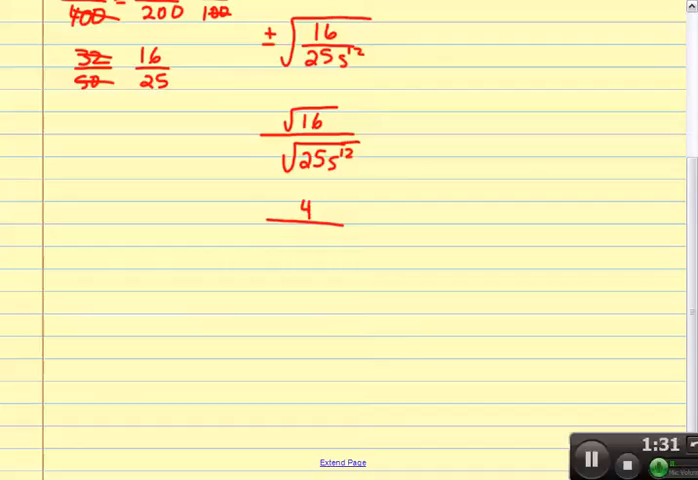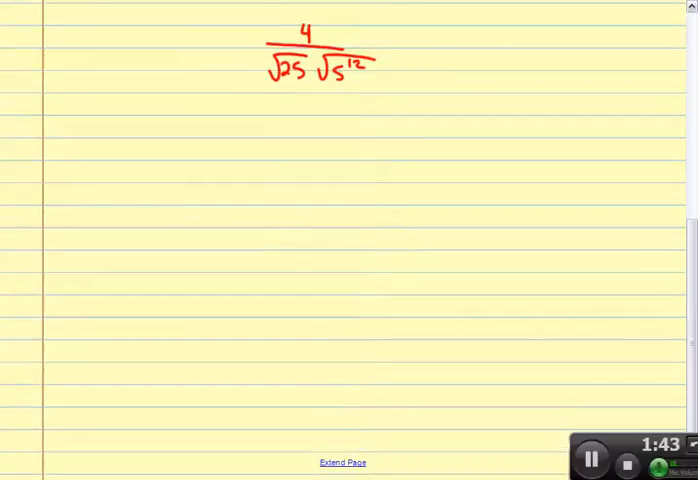I also know that I can multiply radicals. So on the bottom I've got the square root of 25 times the square root of s to the 12th, right? I can separate them that way. Okay, well, let's think about this. It's getting simpler here. So now it's 4 over 5 times the square root of s to the 12th. Now let's deal with that.